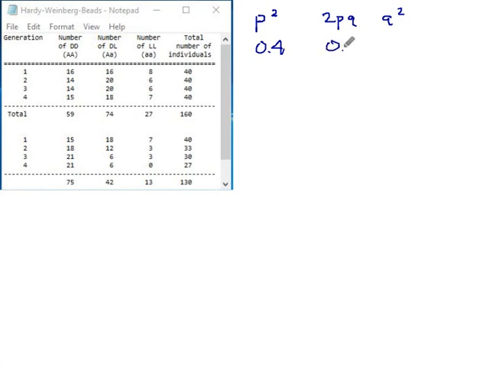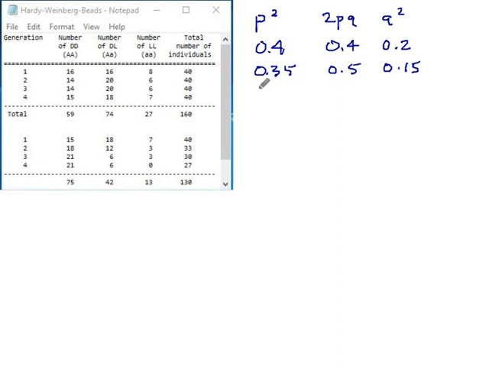16 out of 40 is 0.4 again. 8 out of 40 is 0.2. So that's our first generation. In the next generation, it goes to 14 out of 40, which is 0.35. 20 out of 40 is 0.5. 6 out of 40 is 0.15.